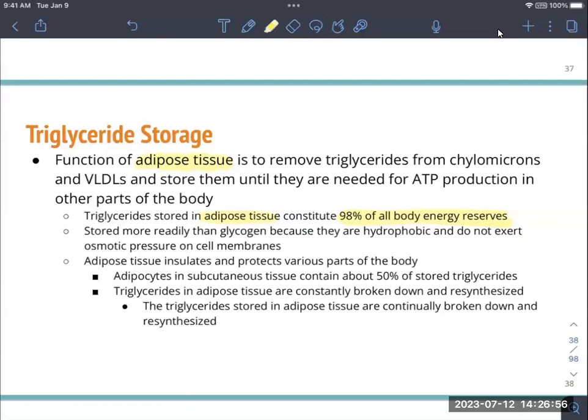Other functions of our adipose cells is to insulate. They do protect various body parts and organs. And this is why everyone needs to have a certain minimal amount of adipose tissue in their body, because we need to protect our organs. We protect our body. Those subcutaneous adipocytes, those subcutaneous fat cells, they have about 50% of those triglycerides that we've got stored. They're constantly being broken down and resynthesized, remade. So they're continually broken down, resynthesized, broken down, resynthesized. This is happening all the time.